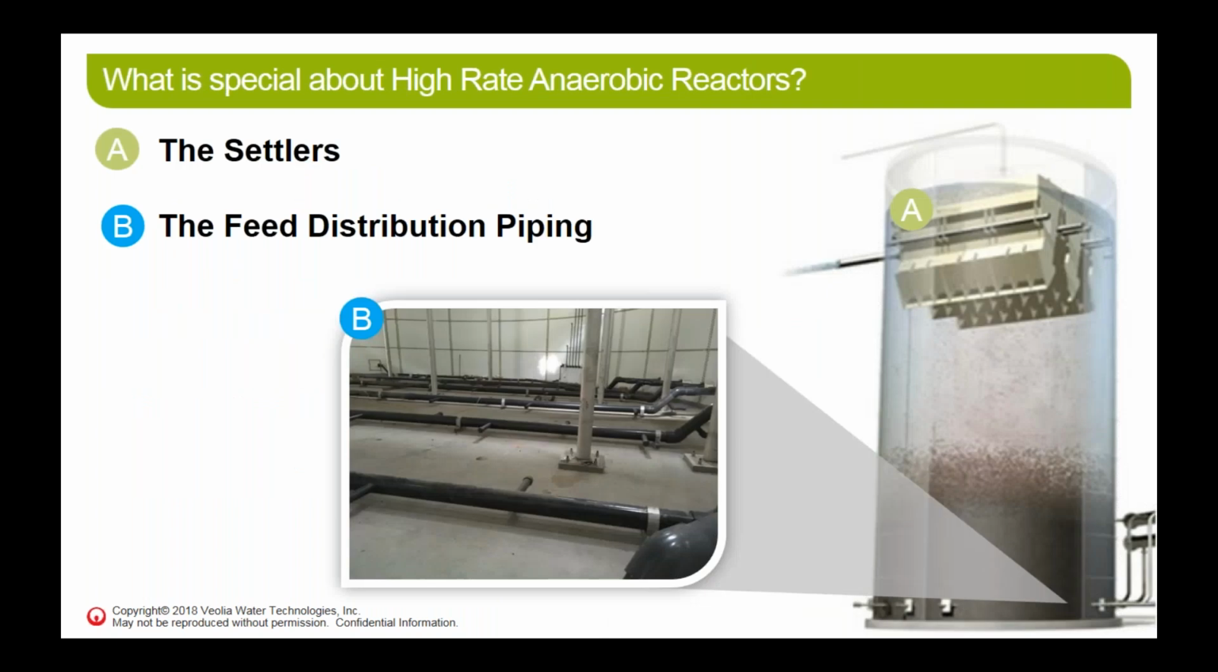As we look into the high-rate reactor systems, we're going to go over some of the key maintenance procedures and maintenance things you should be doing. Many of those focused around the two main components of an anaerobic system and a high-rate system. Those are the settlers and the feed distribution piping.